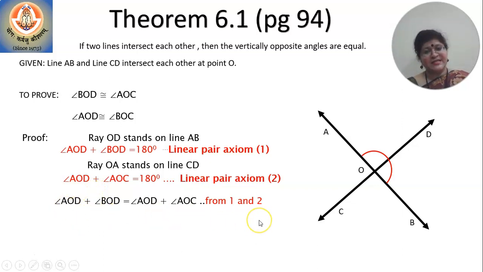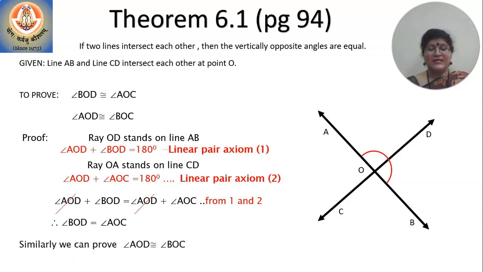So I have equated it. Does anything cancel in this? Yes. AOD and AOD cancel off. So you get BOD is equal to AOC. And similarly, you can prove angle AOD congruent to angle BOC. So this theorem, I want you to learn to prove it from this chapter.